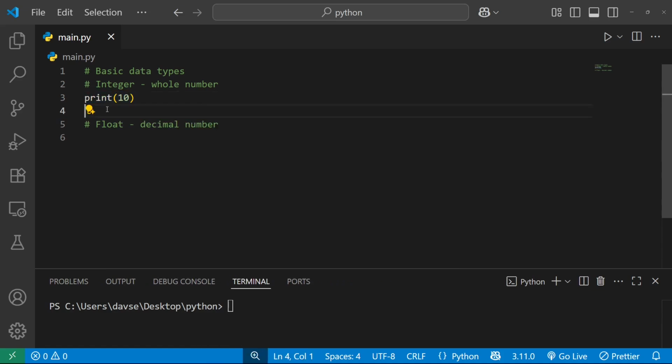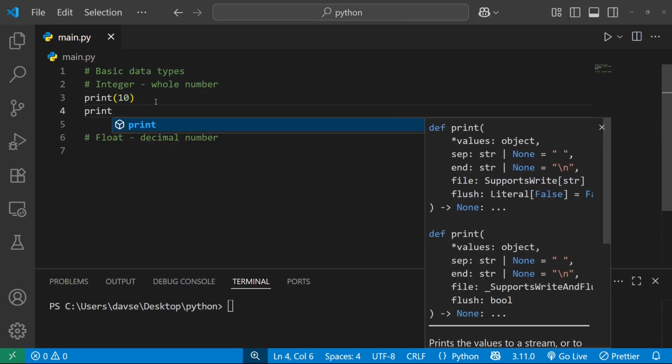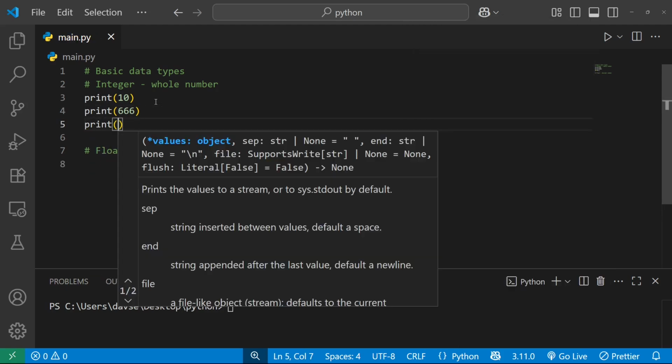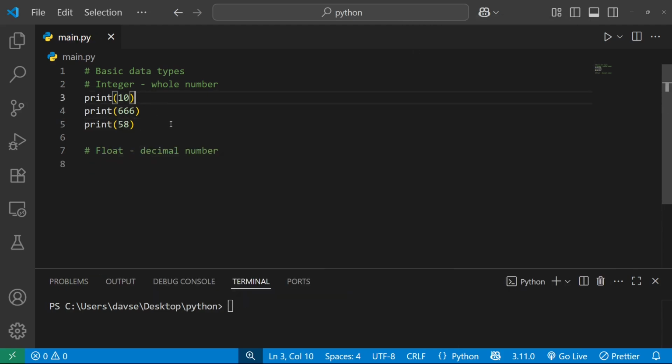So if you write something like this, it is integer for Python, okay? Because, we spoke about it, this is string for Python, but without quotes, it's integer. So integer just simply means it's a whole number, okay? For example, something like this.